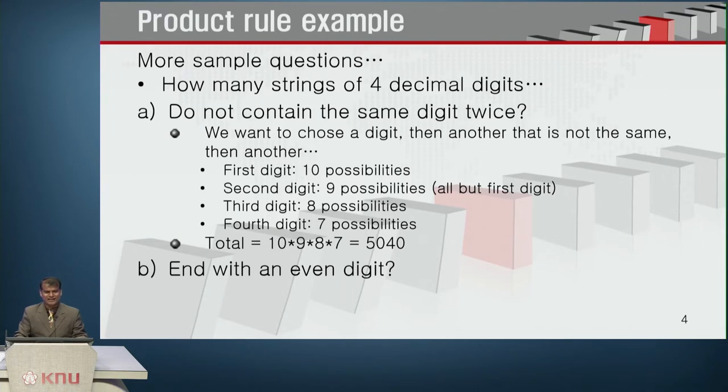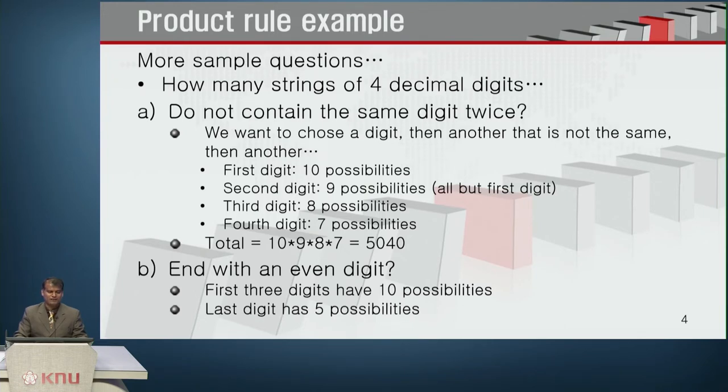Well then, the next question is: how many strings of 4 decimal digits end with an even digit? The first three digits have 10 possibilities each, and the last digit has 5 possibilities. This is the same question with a given condition, that the string ends with an even digit. That's the B question. So that's where we have 10 times 10 times 10 times 5: the first three digits have 10 possibilities, and the last digit, being even, has 5 possibilities.